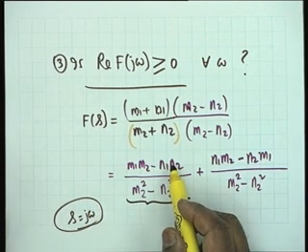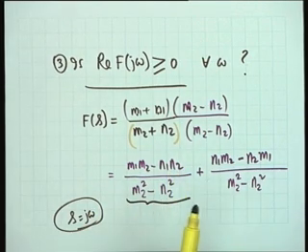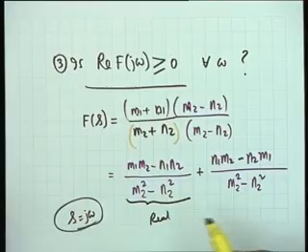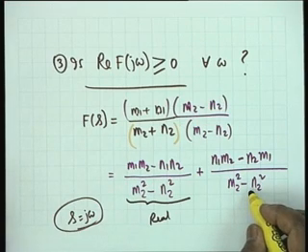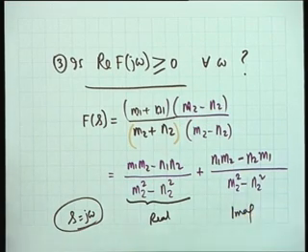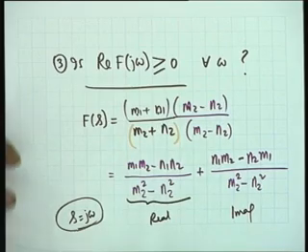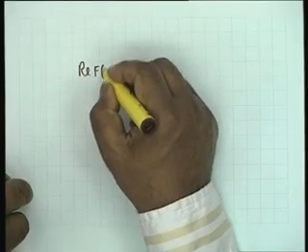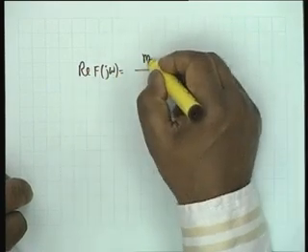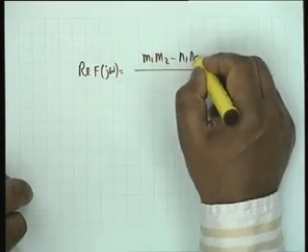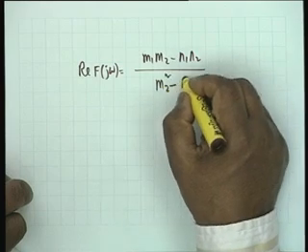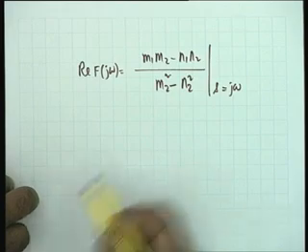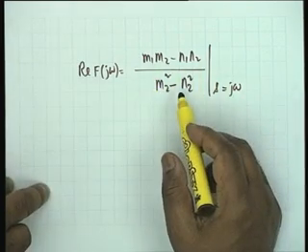It is an even polynomial divided by an even polynomial. So the powers of s are s squared, s to the 4th, s to the 6th and so on. So this would be purely real and this would be purely imaginary. Therefore it follows that the real part of f of j omega is equal to m1 m2 minus n1 n2 divided by m2 squared minus n2 squared, with s equal to j omega, and it is this function that we have to test.